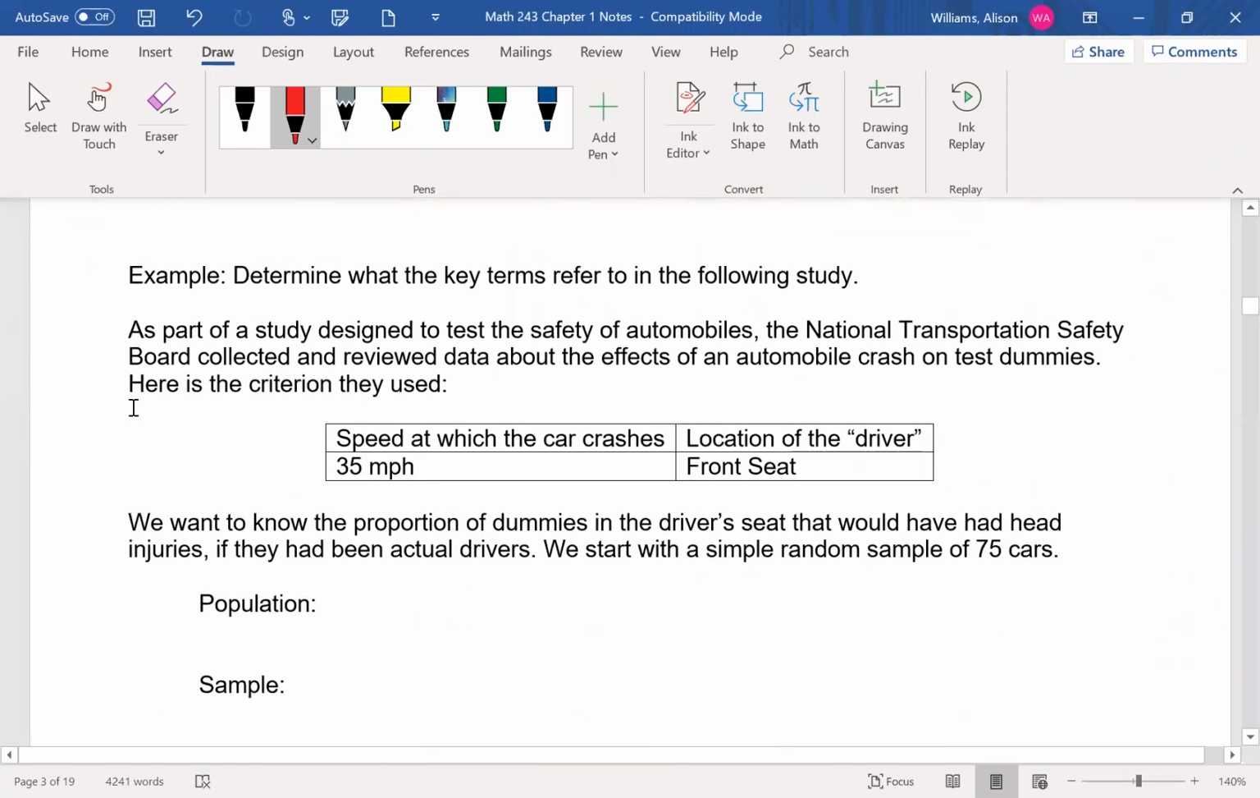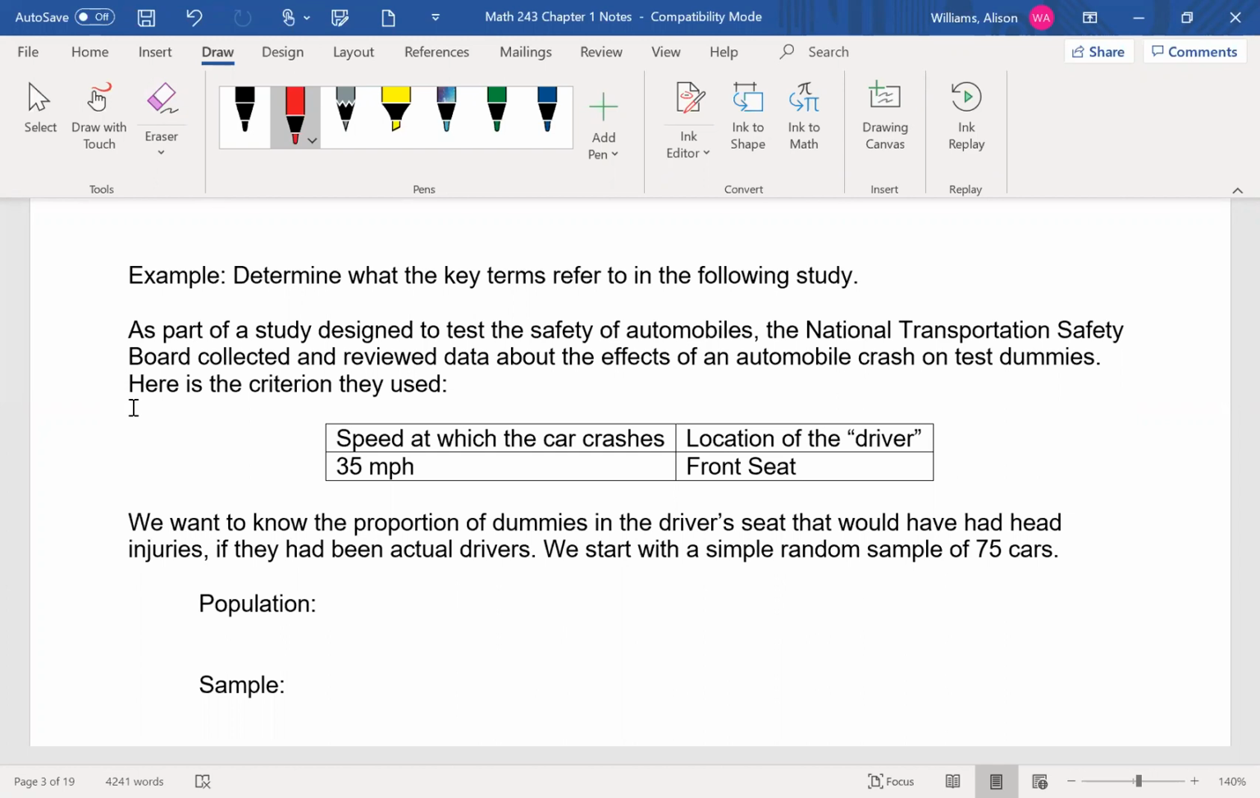Okay, so let's look at another example here. As part of a study to test safety of automobiles, the National Transportation Safety Board collected and reviewed data about the effects of automobile crash on test dummies. Here's the criterion they used. The car was going 35 miles per hour and the location of the driver, which is the test dummy, is in the front seat. Okay, so we want to know the proportion of dummies in the driver's seat that would have had head injuries if they had been actual drivers. We will start with a simple random sample of 75.